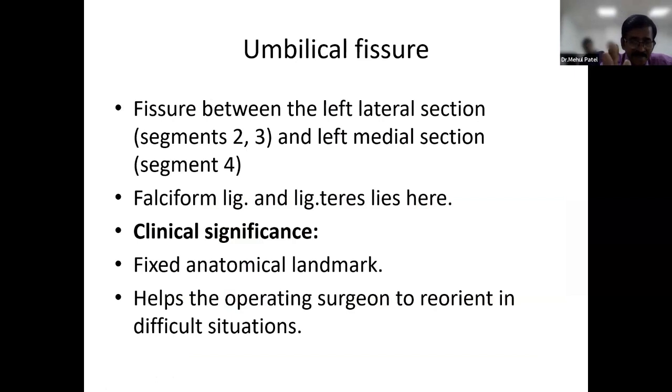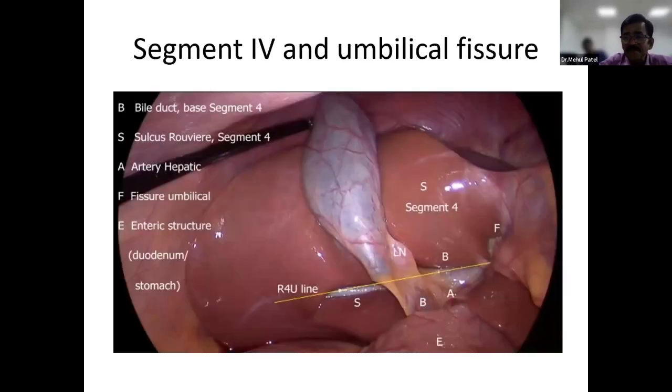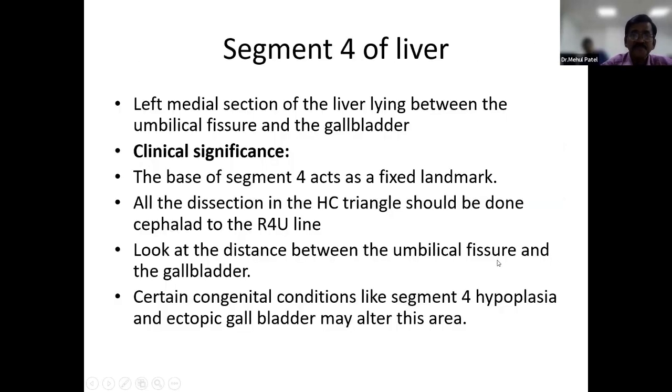And this is an important landmark where you will find that you have safe navigation to the area of the hepatocystic triangle. Again, this is the area. You see, this is segment 4, and this is the falciform ligament. And this falciform ligament is ending in a fissure where the ligamentum teres is entering. And here lies the segment 3 duct. So this is the important landmark where you have safe navigation for identifying anatomy in difficult situations.